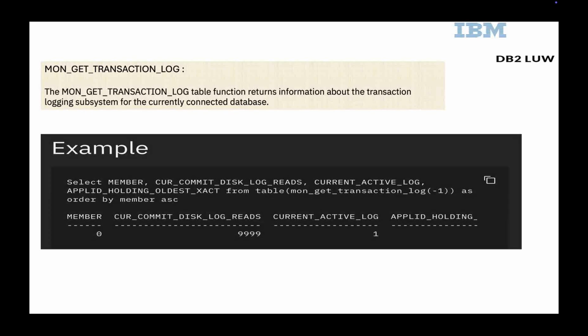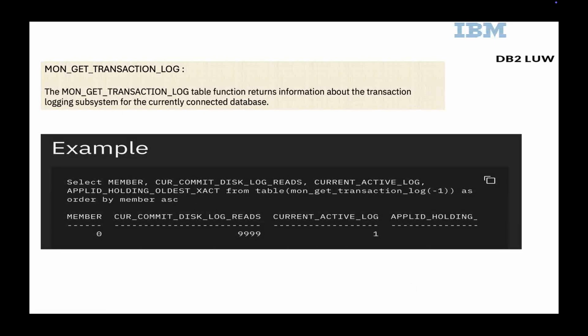This is one of the very important table functions, what I feel personally. If some transaction log system is going the wrong way, filling up or something, which application ID is holding, why it is causing log full, what is the application handle ID which is holding, everything you can get here. See, application holding oldest, this is the critical field, application ID holding oldest transaction. Say if you get some output as 6487, say.